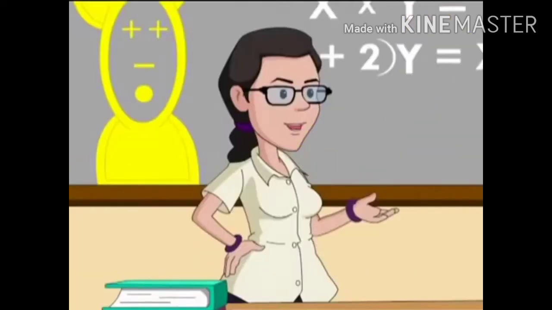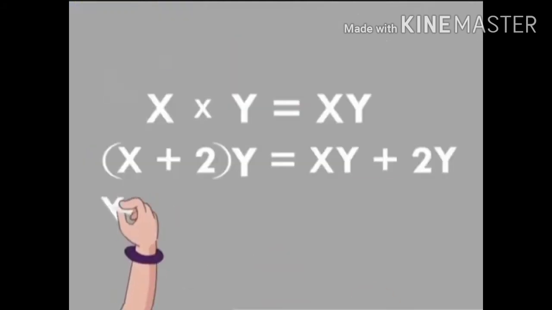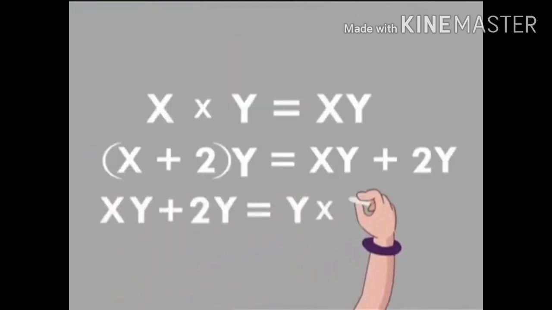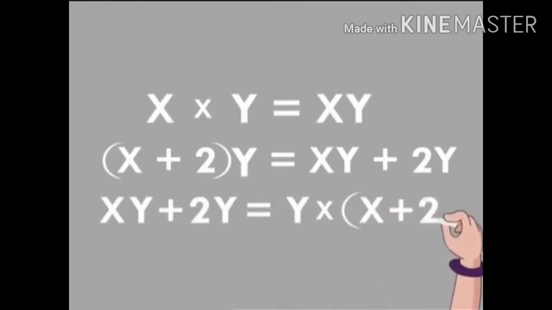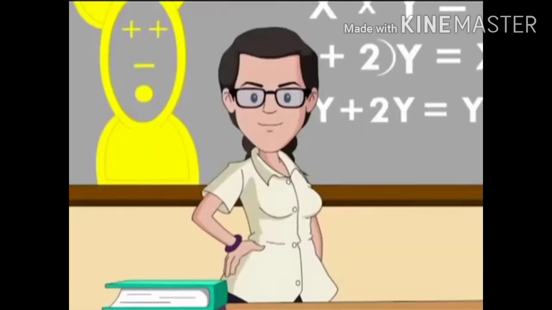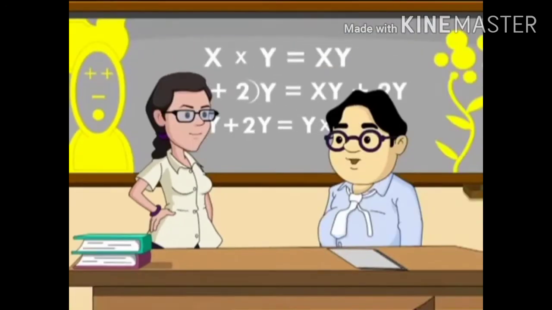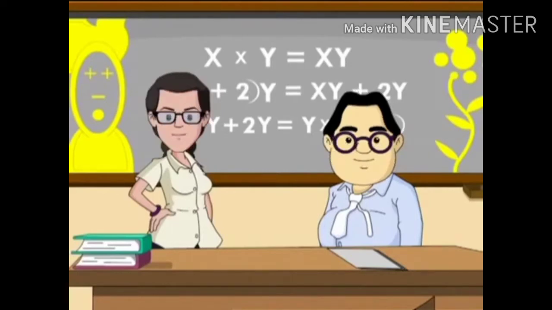Oh! Snail, try to understand. If you are given the product xy plus 2y, you can express it back to its factors y and (x plus 2) whole. This process of writing an expression as its product is called factorization. Oh, but how does one do this factorization? It seems so tough. Let's go to the virtual world to learn about factorization of algebraic expressions.